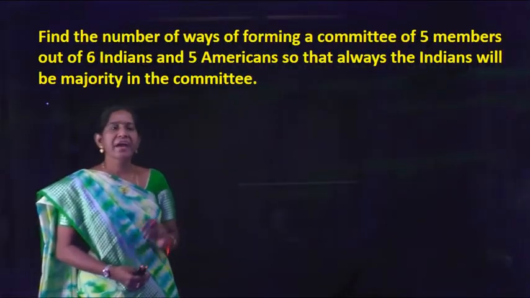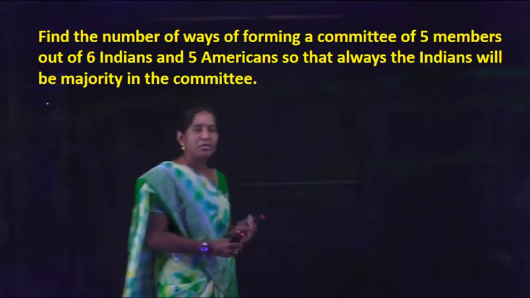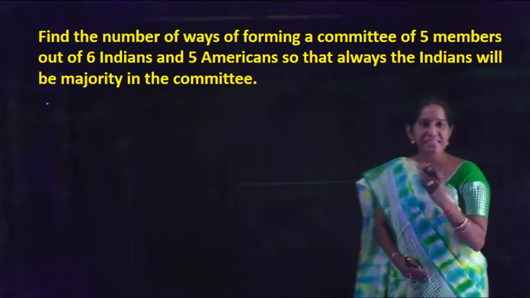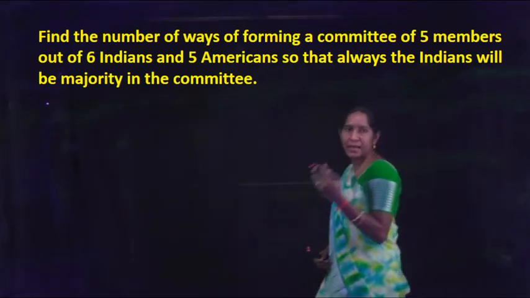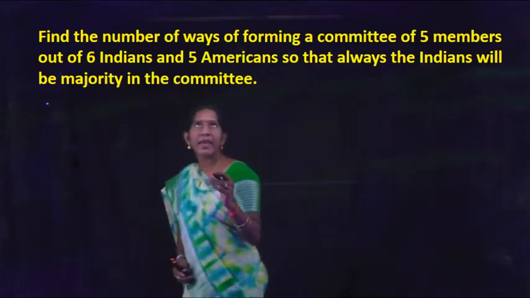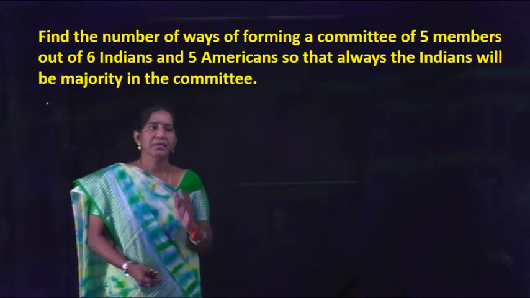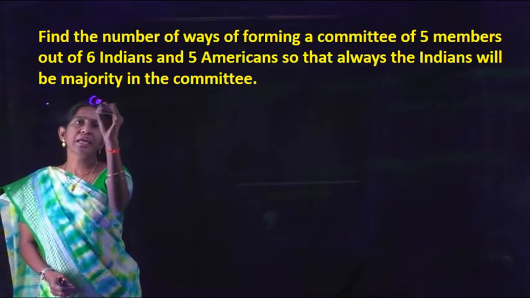Right? Come to the next problem. Find the number of ways to form a committee of 5 members out of 6 Indians and 5 Americans, so that always Indians will be the majority in the committee. Then the committee follows these types.